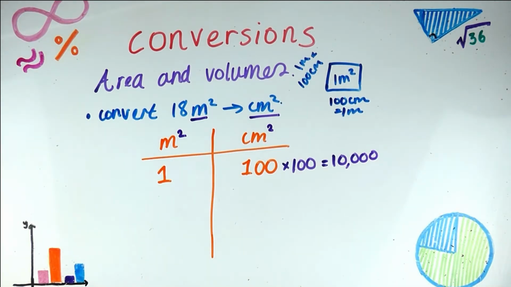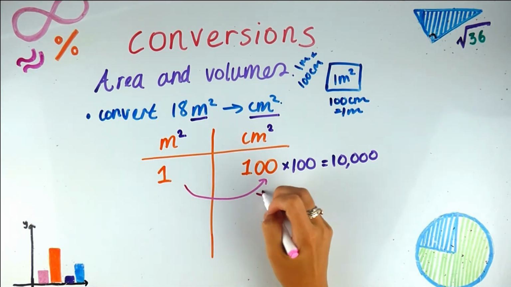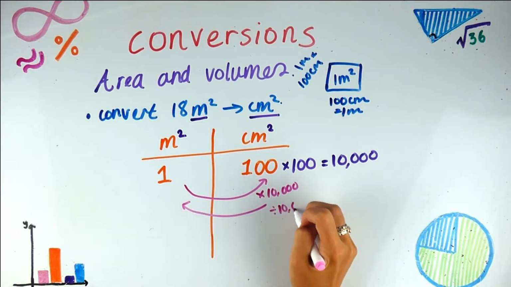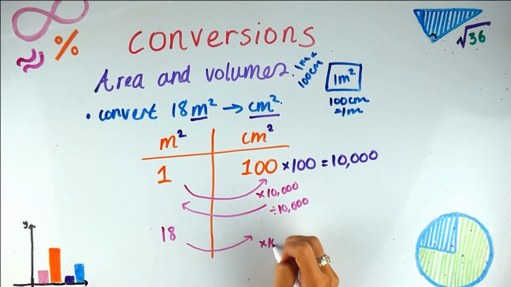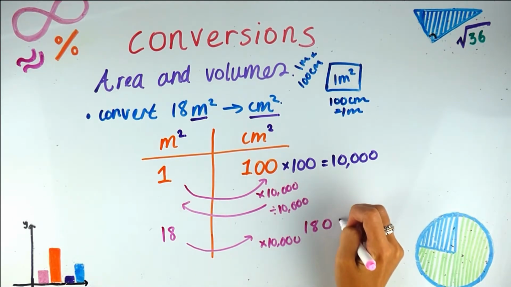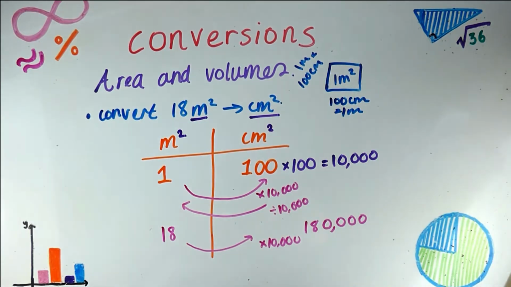And now you know the conversion, so now you can just do the same as before. To get from 1 to 10,000, I multiply by 10,000. To go the other way, I do the opposite, I divide. So what am I after? I have 18 metres squared, 18 in this one, and I want centimetres squared, so I'm going to multiply by 10,000, so I'm going that way, and I'm going to get 180,000.